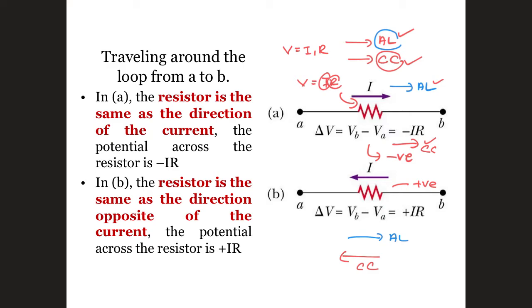and you are going to have a positive value if the direction of the current inside the circuit and the assumption loop are in opposite directions. These two focus only on the resistor. It can be an external or an internal resistor.